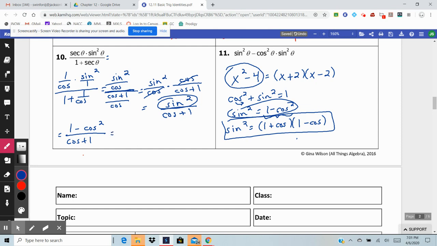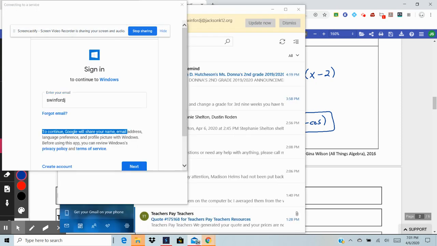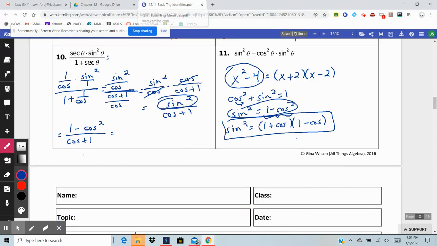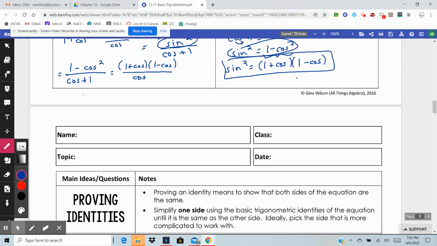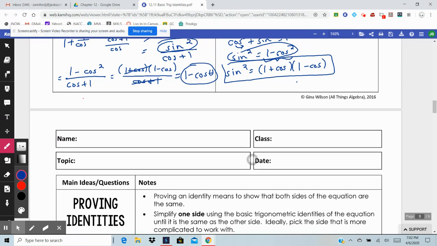And I want to remind you again that the top can factor into 1 plus cosine times 1 minus cosine, over, and on the bottom we have cosine plus 1, which we understand is the exact same thing. So therefore, since cosine plus 1 and 1 plus cosine is the same thing, we are left with 1 minus cosine. And you can put your theta back in there for a final answer.